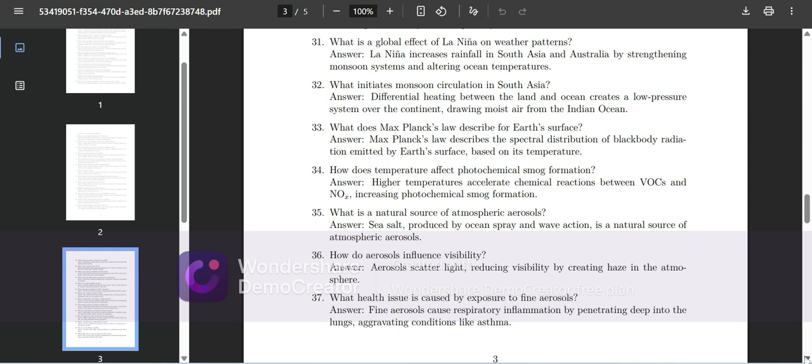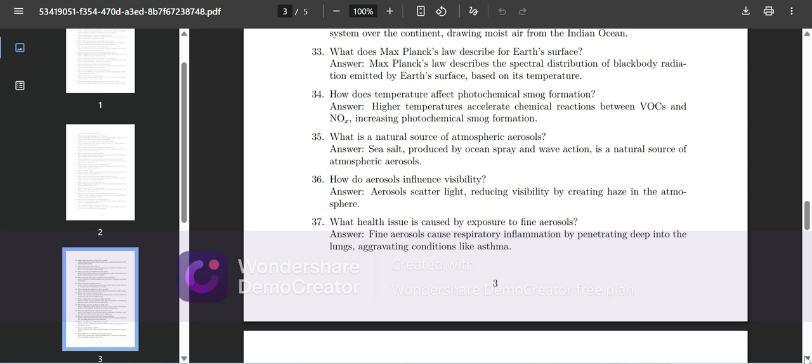What initiates monsoon circulation in South Asia? Differential heating between the land and ocean creates a low pressure system over the continent, drawing moist air from the Indian Ocean.